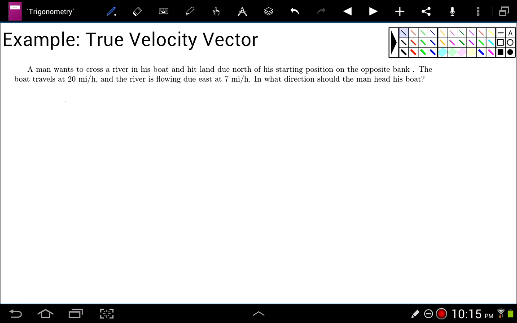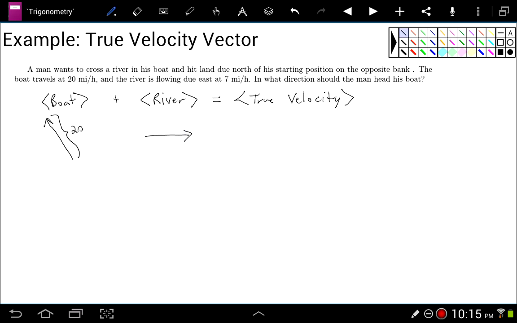We would take the boat vector plus the river vector, and those two added will give us the true velocity vector. Okay, so we try to fill in as much of this as we can. The boat vector we already saw is going somewhat northwest, and we know that its magnitude is 20. The river vector is due east at 7 miles per hour.